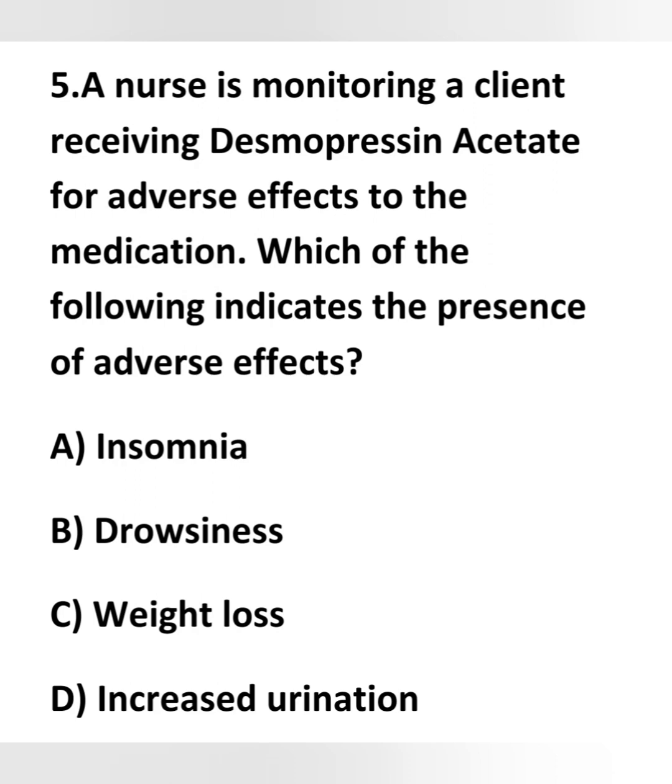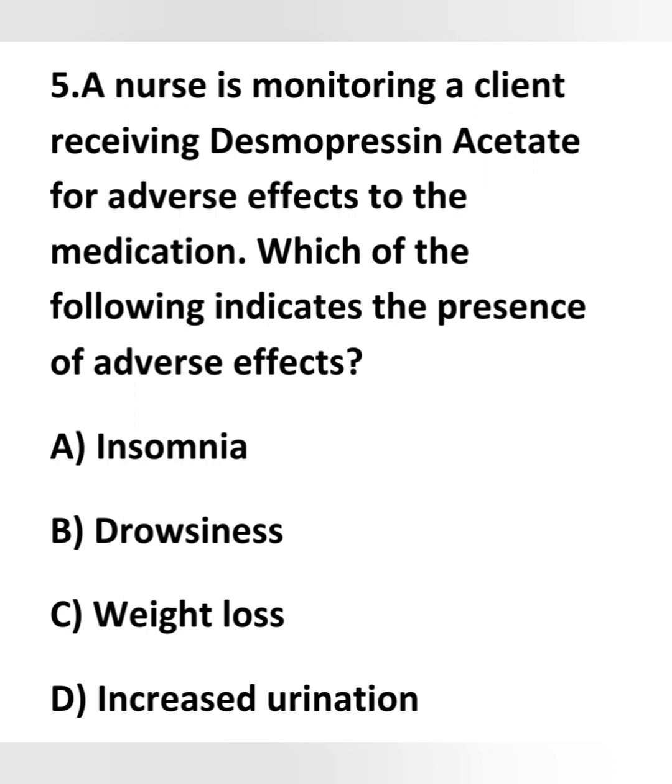Next question, the fifth question. A nurse is monitoring a client receiving desmopressin acetate for adverse effects of the medication. Which of the following indicates the presence of an adverse effect? Our options are option A, insomnia; option B, drowsiness; option C, weight loss; option D, increased urination. In this question, a patient is receiving desmopressin.